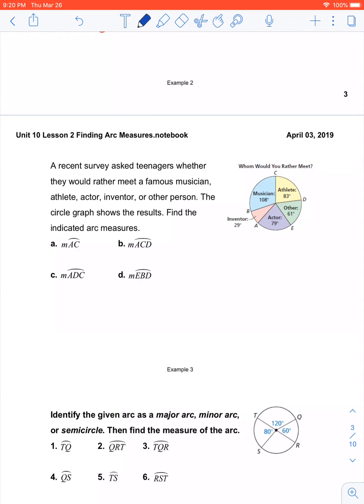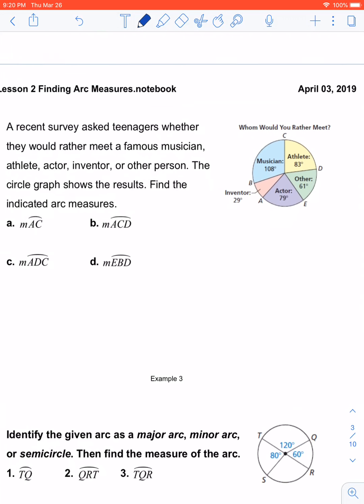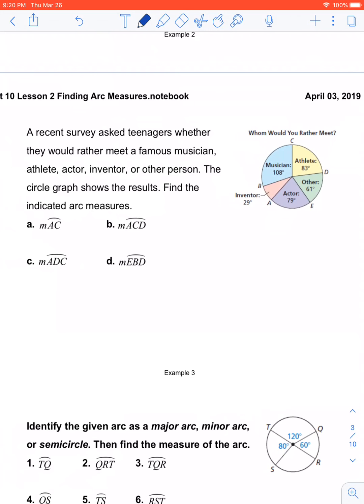A recent survey asked teenagers whether they would rather meet a famous musician, athlete, actor, inventor, or other person. The circle graph shows the results. Find the indicated arc measures.